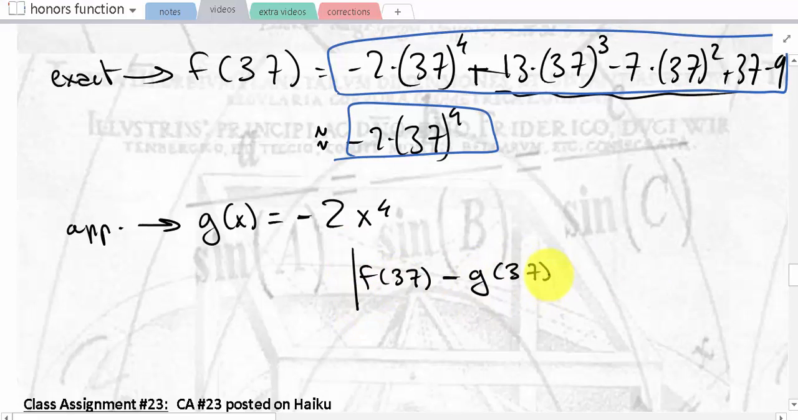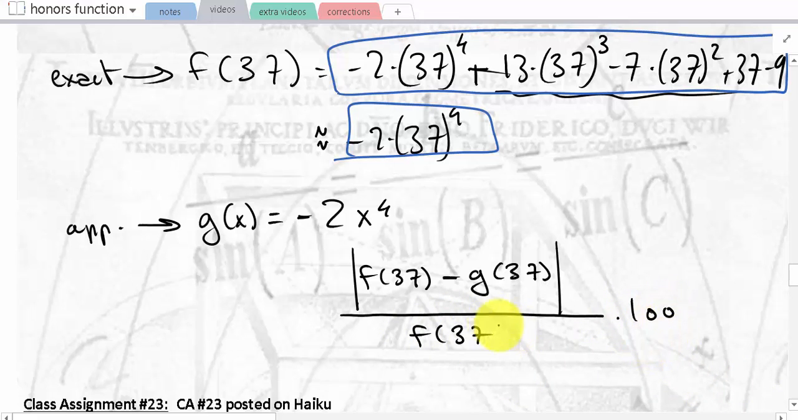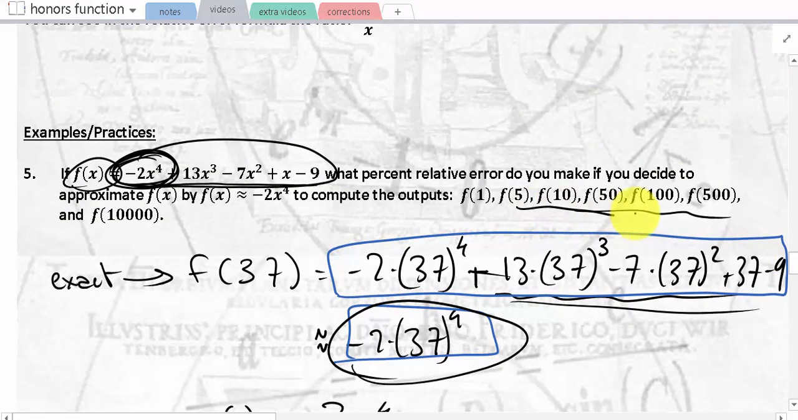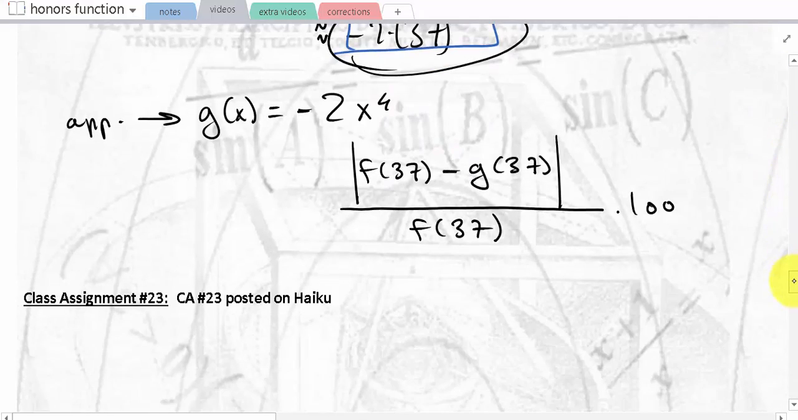Exact minus approximate, take the absolute value, because I don't care about the sign plus or minus, divided by the exact, f of 37, and I'll multiply this by 100 just to get a percent, and this will give me the error I am making by considering only this part of the function instead of everything else, okay? All right, so I'm going to show you how to do that on your calculator. It's very nifty, and it allows you to quickly answer all of these questions right here, all right? All right, so how do you do that?